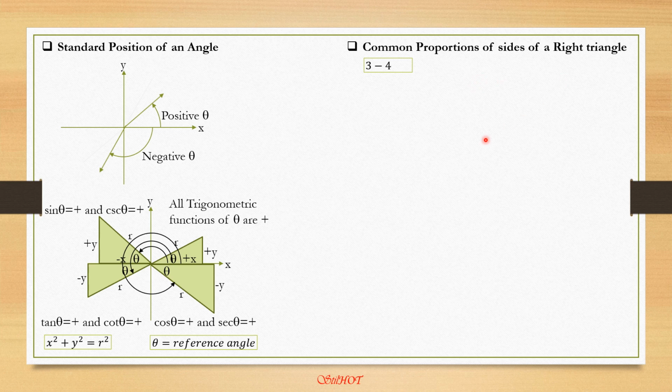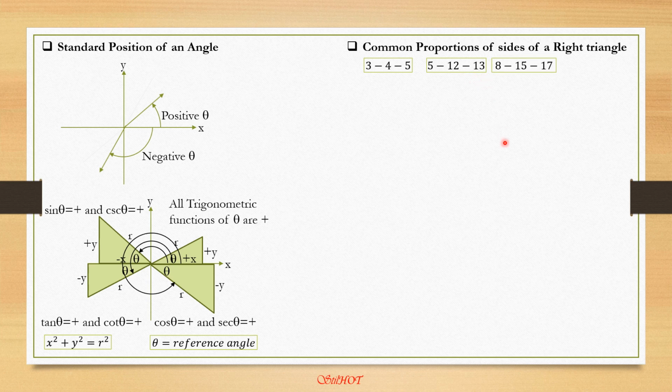So we have common proportions of a right triangle. You should be familiar with this. We have the 3, 4, 5. All of you are familiar with that proportion because the square root of 3 squared plus 4 squared is 5. So that's why we have 3, 4, 5. Next is 5, 12, 13. You can check: the square root of 5 squared plus 12 squared is 13.